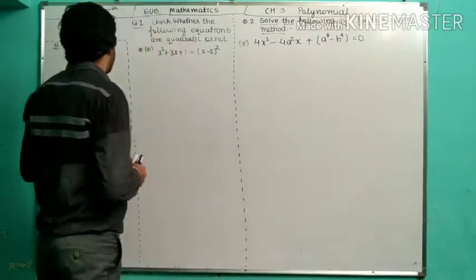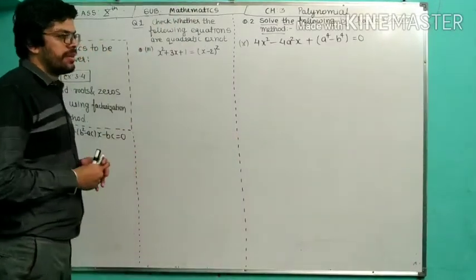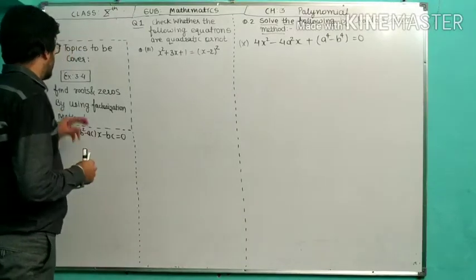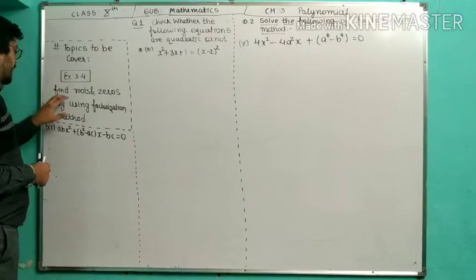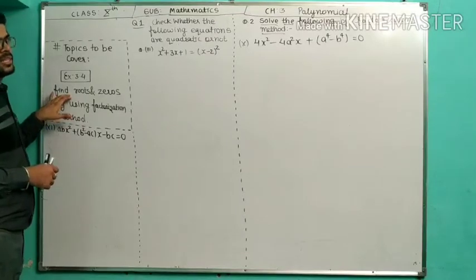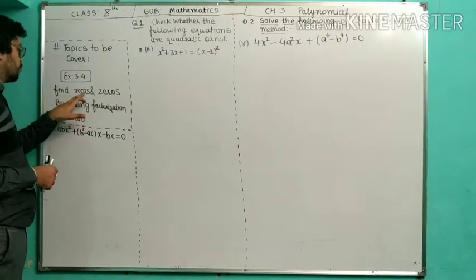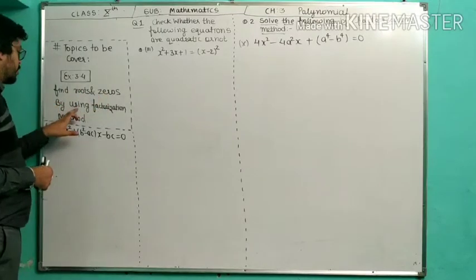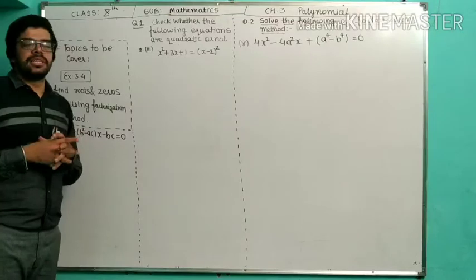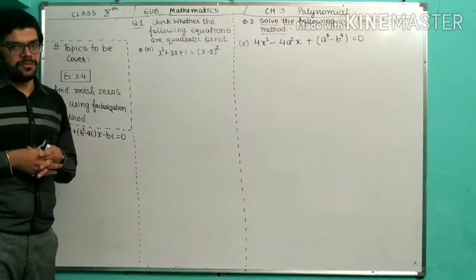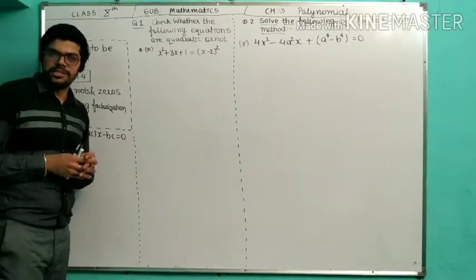Okay, so let's start here. What topics are we going to cover here? First of all, we have to understand. The topic is exercise number 3.4, and the target of this exercise is to find roots and zeros by using the factorization method. We have to find out roots and zeros. Zeros and roots are both similar. There is no difference between roots and zeros.